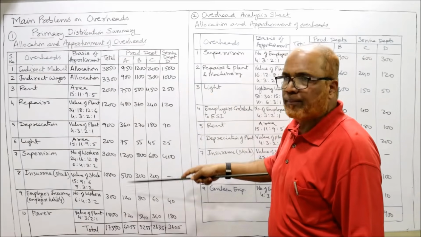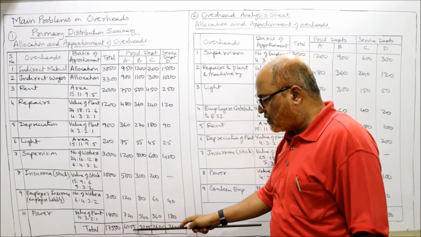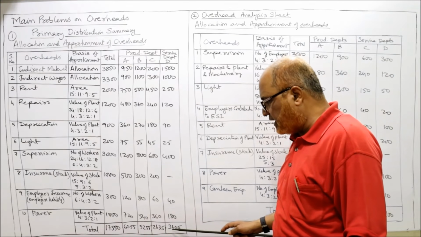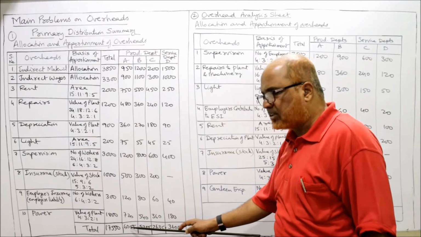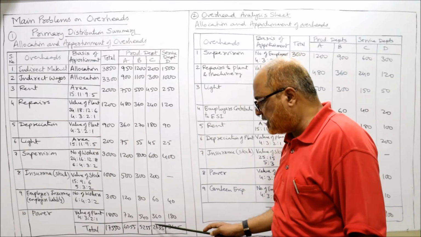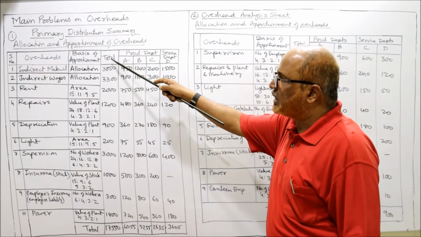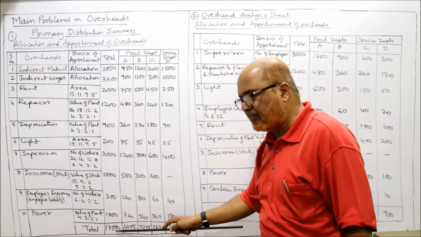Now take the total. First of all, we'll take the total of A column. A column 6055, B column 52755, C column 2635, D column 3605. These are the total overheads for all the 4 departments, A, B, C and D. Now cross verify. Find the total of totals. This total column's total, you will get 17,550.